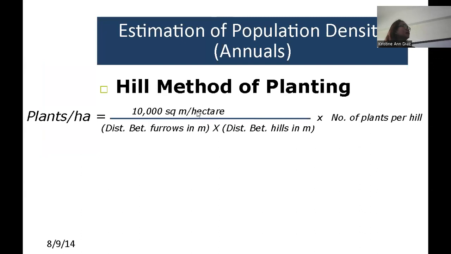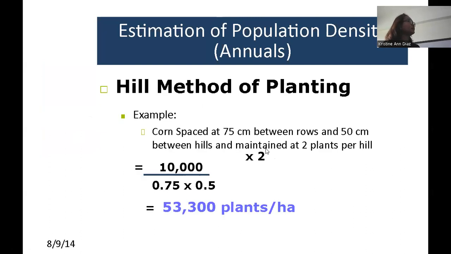Magawa sa exam. Hill method of planting. So ang isa ka hektarya kasi 10,000 square meters. So you have to compute first the distance between rows and distance between hills, times the number of plants per hill. For example, corn. Ang space sa corn is 75 centimeters between rows and 50 centimeters between hills, and maintain at 2 plants per hill. Therefore, sa 10,000, i-divide siya sa 0.75 times 0.50 and times 2 plants per hill. So, 10,000 divided by 0.75 times 0.50 times 2.